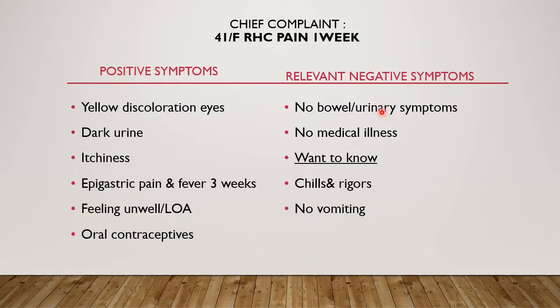So from the history, you have come to this. These are the features that you have got: yellowness of the eyes, dark urine, and itchiness. Epigastric pain for 3 weeks, feeling unwell with loss of appetite, and known to have been on contraceptive. And these are the relevant negative symptoms: no urinary or bowel symptoms, no medical illness.